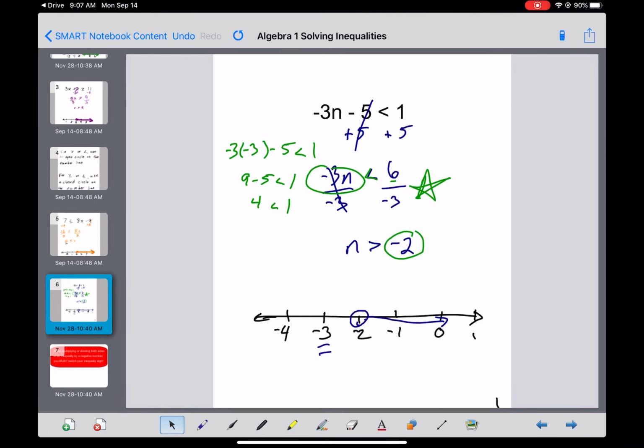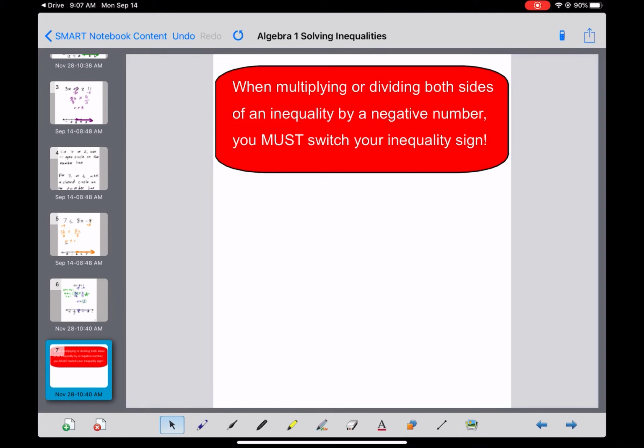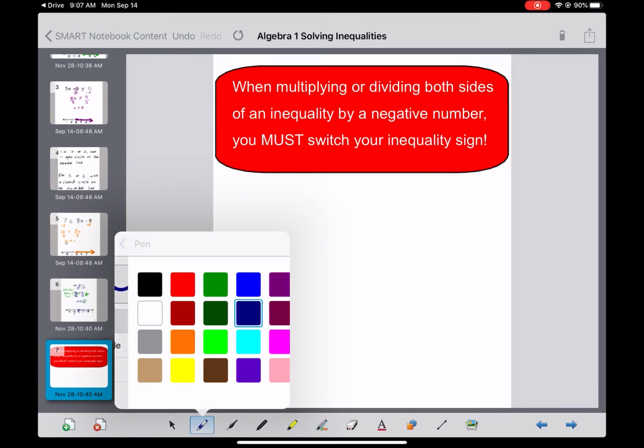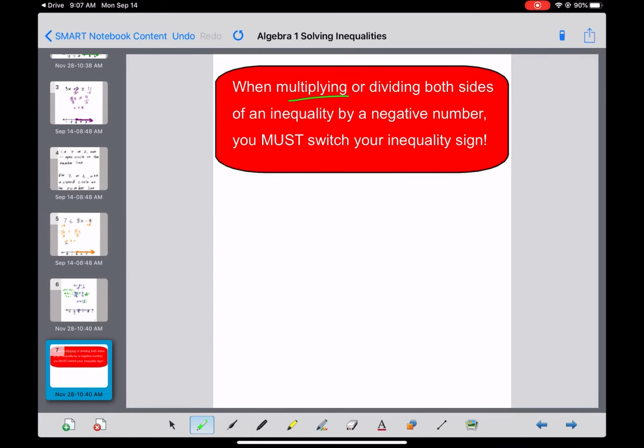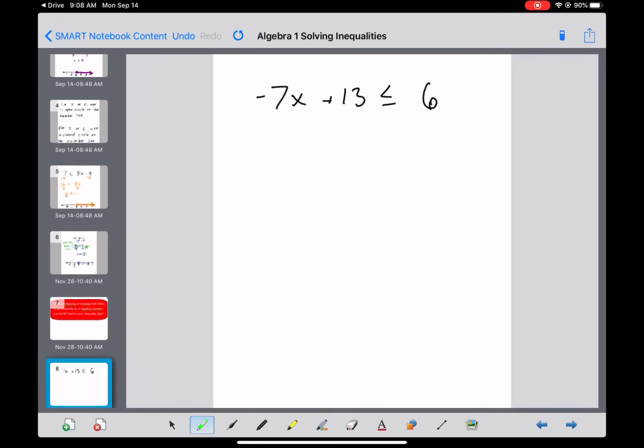So the rule there is anytime you multiply or divide both sides of the inequality by a negative number, you have to switch your inequality sign. So if you multiply or divide by anything negative on both sides, that inequality sign has to flip around. So let's just practice one more like that.